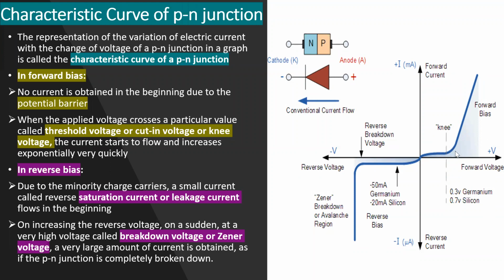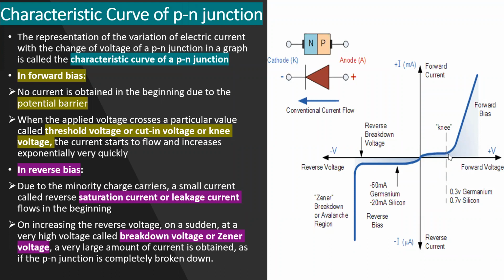Forward bias means the positive of the battery is connected to p-type and the negative of the battery is connected to n-type. So in the beginning, there is a very thin potential barrier, right? So no current is obtained in the beginning due to the small potential barrier. If we apply a very small potential, then it cannot overcome that barrier. I told you that when we connect, there is a small potential barrier. It should be overcome so that the charges, electrons and holes, can flow through the barrier. So in the beginning, no current flows because of that small potential barrier.